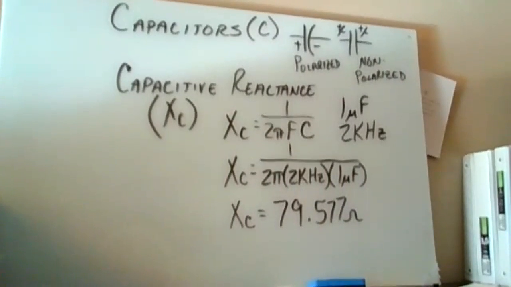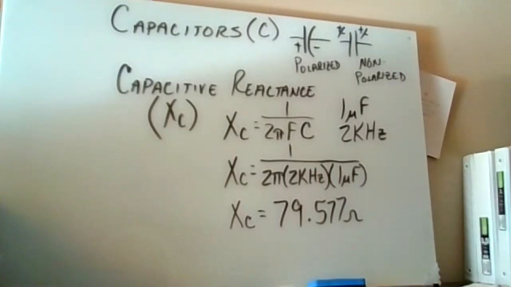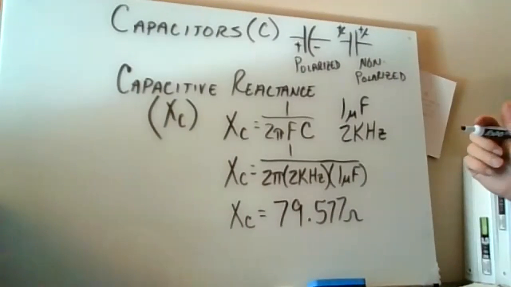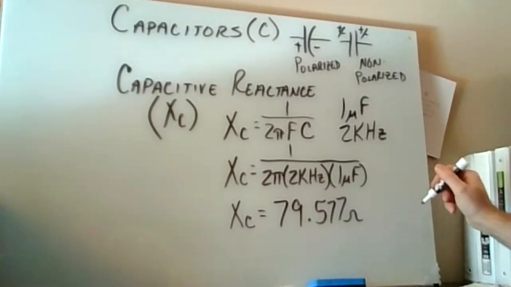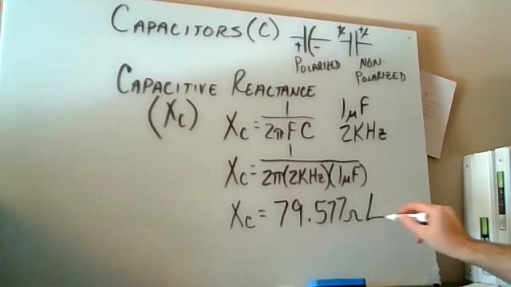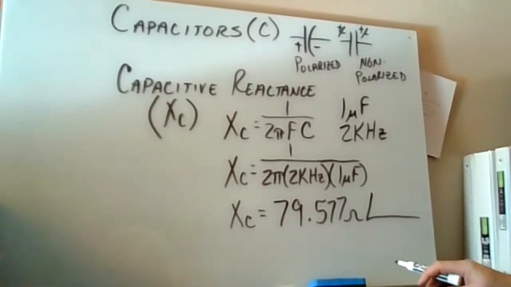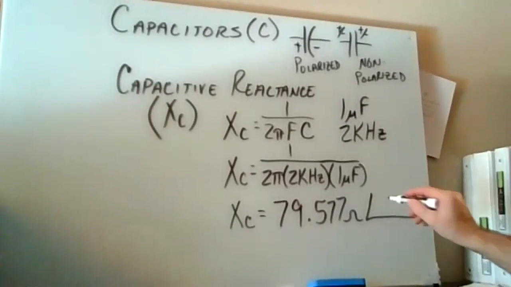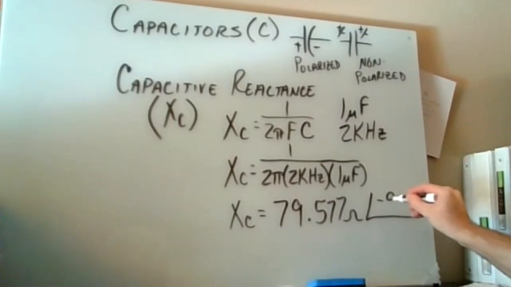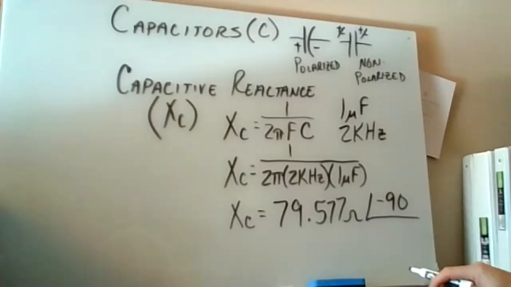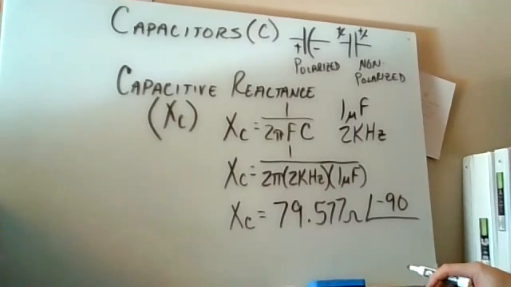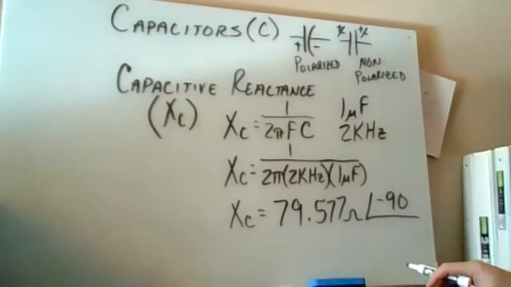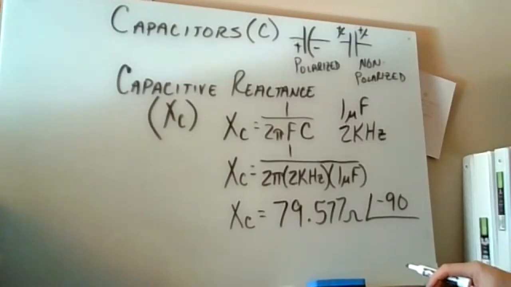But this is AC. What did I tell you everything needs to have in AC? An angle. X of C, or the capacitive reactance, is always at an angle of -90 degrees. So anytime you find X of C, you're always going to put a negative 90 degrees on it. Okay? Everybody's got that. Always negative 90.